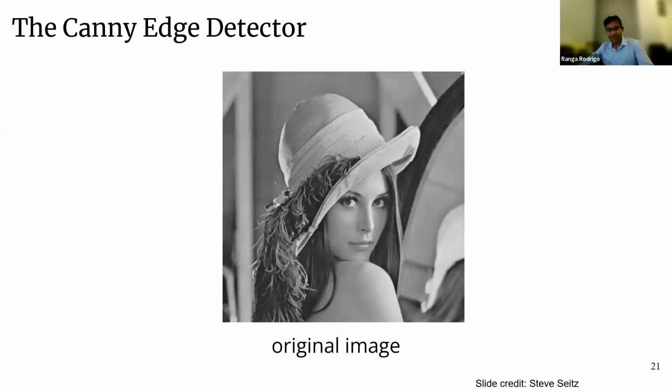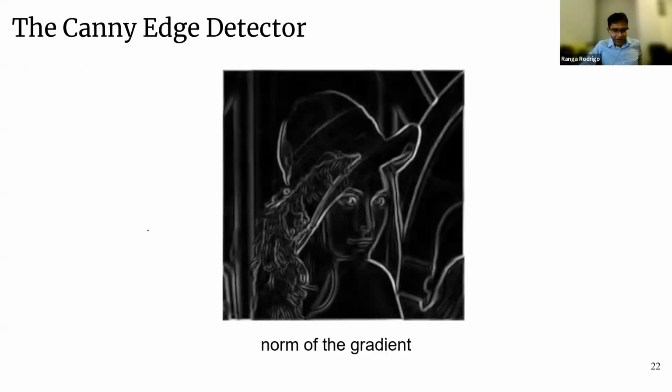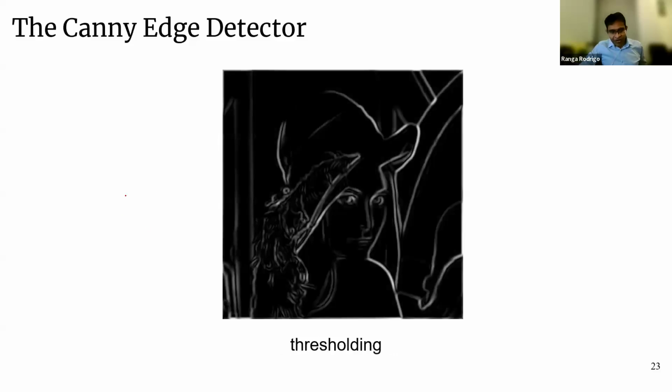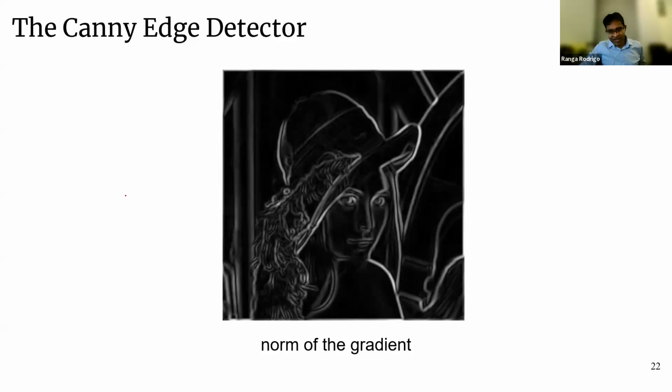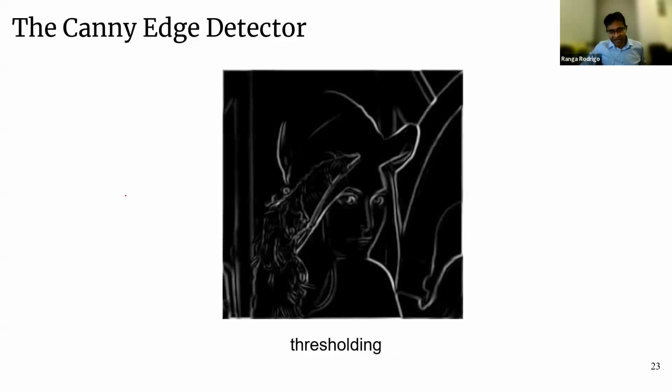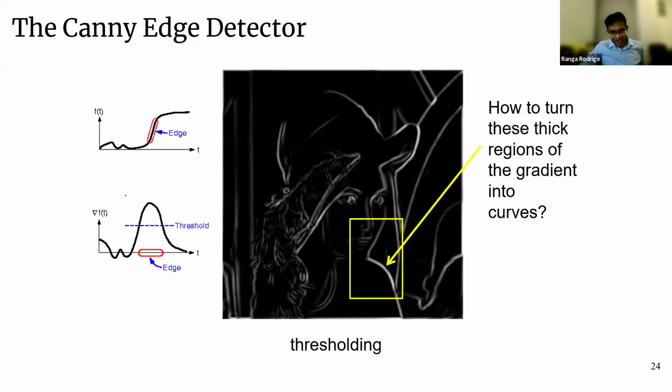Okay, so now let's take this original image, a very bad image. First of all, you get the norm of the gradients, the gradient magnitude. You can see for the edges, you have high magnitude, right? Then after that, you do a thresholding so that small gradients are gone. You can see small gradients are gone. Then after the thresholding, you examine these edges.